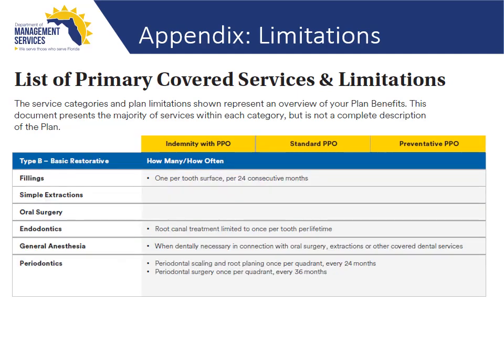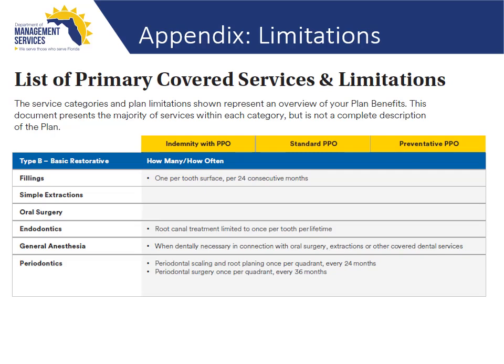The service categories and plan limitations shown represent an overview of your plan benefits. This document presents the majority of services within each category, but is not a complete description of the plan. A full list of limitations can be found in your plan certificate. You can visit www.metlife.com/stateofFL to view your specific plan certificate. Indemnity with PPO, standard PPO, preventive PPO. Type B, basic restorative services, frequencies and limitations.